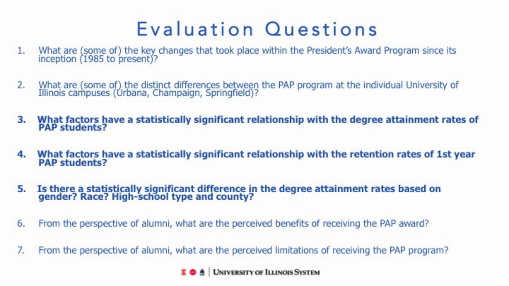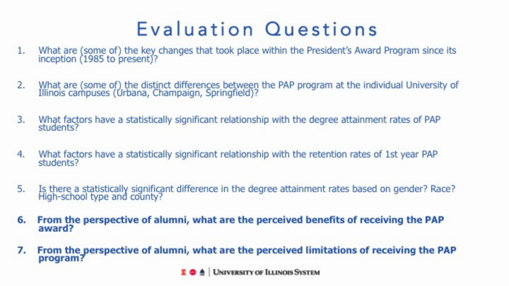The next three questions, question 3 through 5, are used to get a quantitative basis of information, trying to see what factors students had that actually had a significant impact on the degree attainment and retention of these students. I also would like to see if there are any statistically significant differences in the degree attainment rates based on factors such as gender, race, high school type, and county, just to name a few. And then the last two questions are aimed to get a sense of the perceived benefits and limitations of receiving the award from the perspective of alumni.